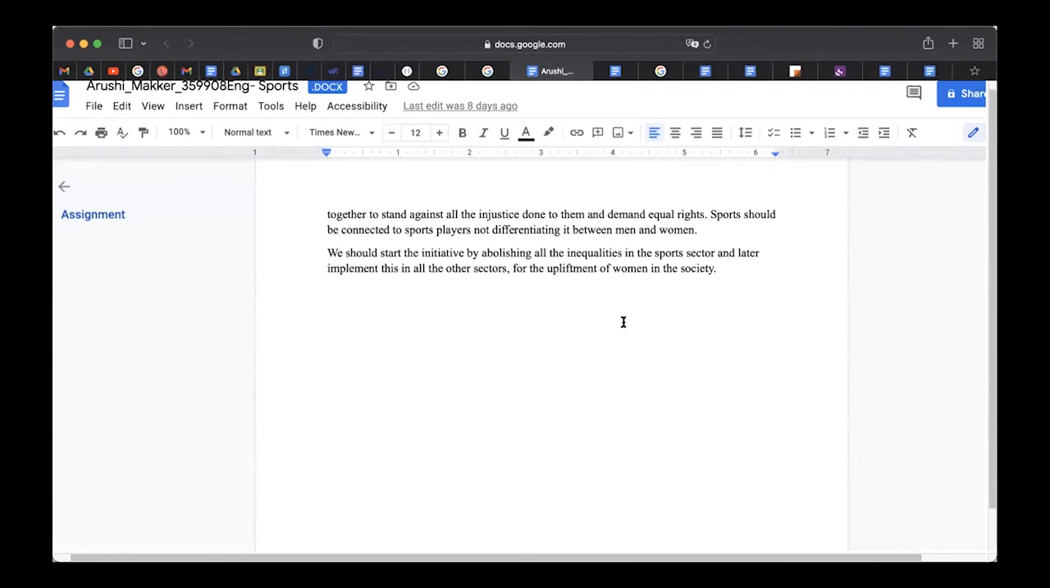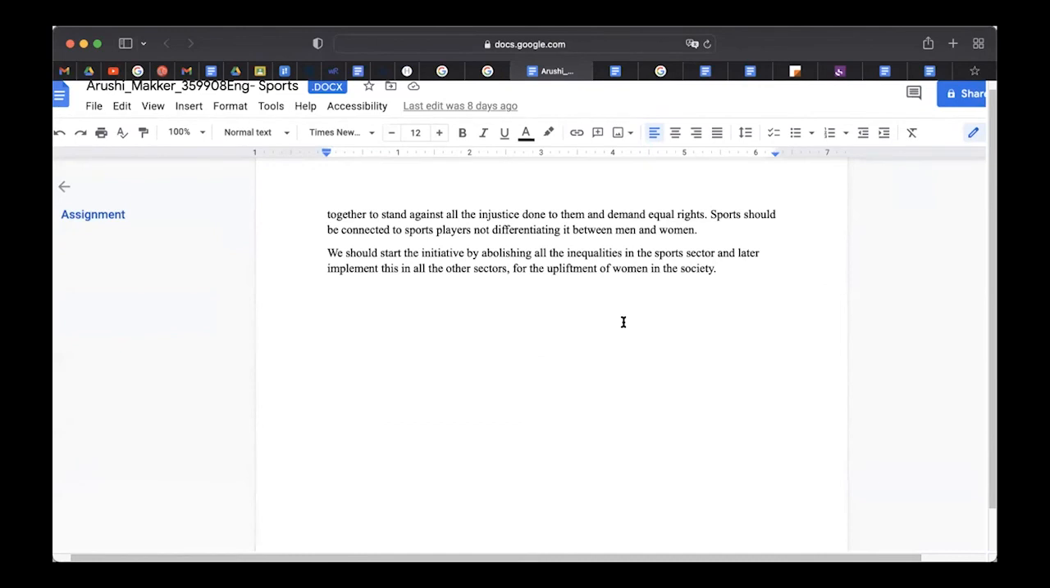No, sports should focus on players and not on differentiating on the basis of gender. Paraphrasing, not between men and, differentiating on the basis of gender. We should start the initiative by abolishing all the inequalities in the sports sector and later implement this in all the other sectors for the upliftment of society.